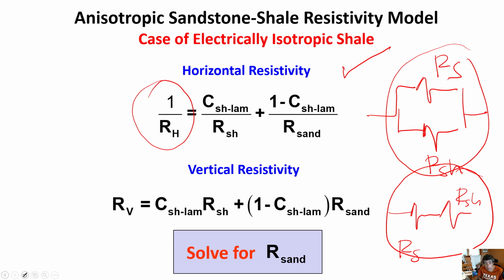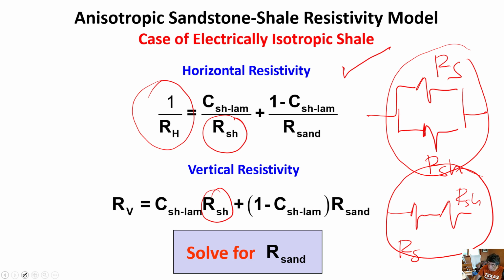So if you have the two measurements, you can solve this equation separately. I mean, like a system of two equations, a simultaneous system of equations, and then you can find what the volumetric concentration is of shell and also what the sandstone resistivity is. Of course, the resistivity of the shell is what you measure at a pure shell. That we know how to measure.